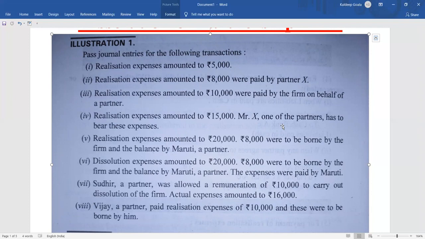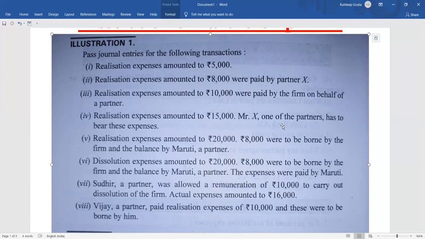If it is mentioned that the partner himself has paid it, then we are not supposed to show any entry. But here it is not mentioned that the partner has paid it. He was supposed to pay it. Mr. X, one of the partners, has to bear these expenses, but since there is no information whether he paid or not, we'll assume that it was paid by the firm.